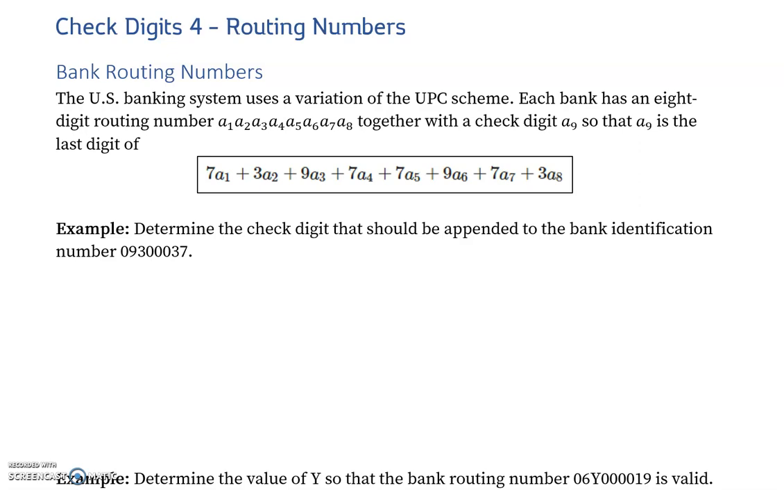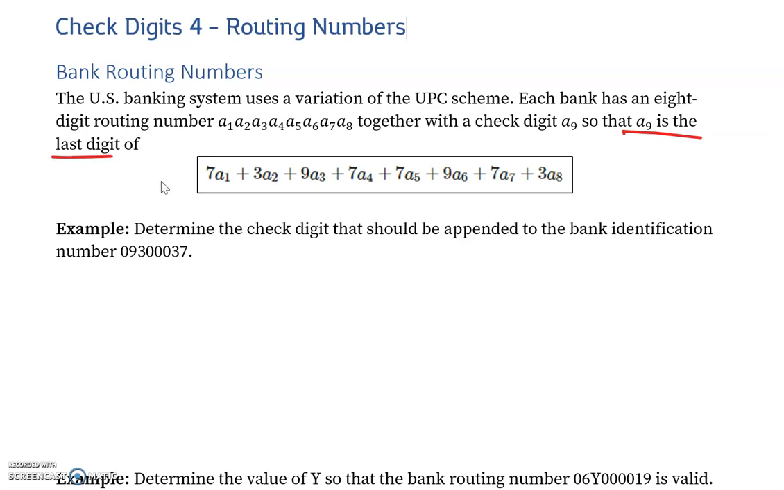So we start with an 8-digit number, and we multiply the first one by 7, the second one by 3, the next one by 9, etc. We see all these 7s, 3s, and 9s showing up a few times in here. That's for the first 8 numbers, and this is going to be our weighted sum. The check digit A9 is going to be the last digit of this weighted sum. So once we find this number, we just take the last digit of it.